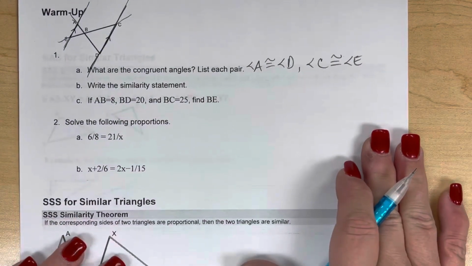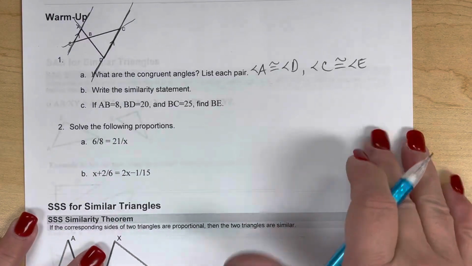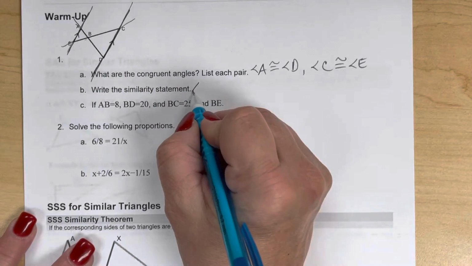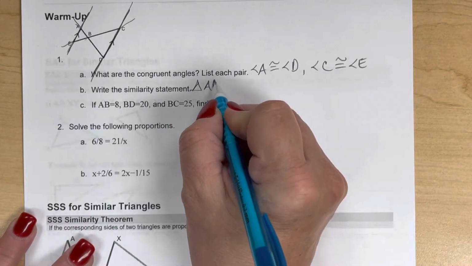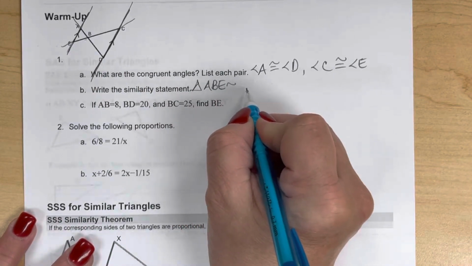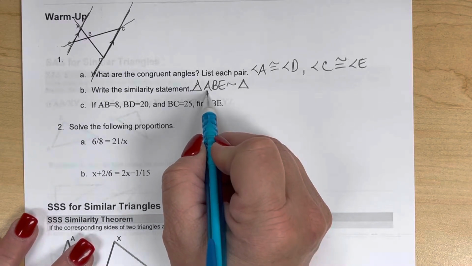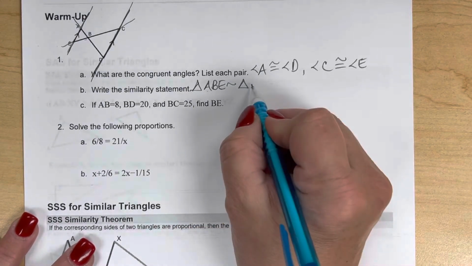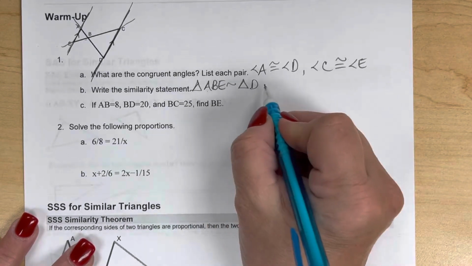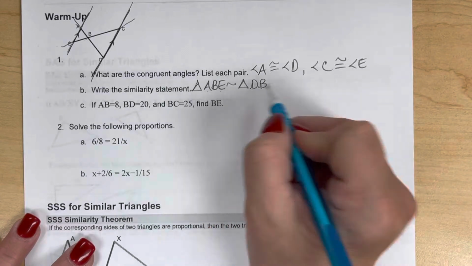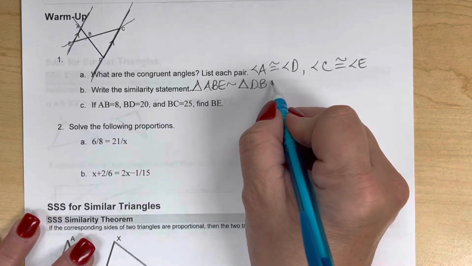All right, so now my similarity statement would be triangle ABE. Now remember, it doesn't really matter which one the first one is similar to, but this one matters. What went with angle A? Angle D. So D is going to come first, and then of course B is the same. It'll be in the middle. And then what went with angle E was angle C.